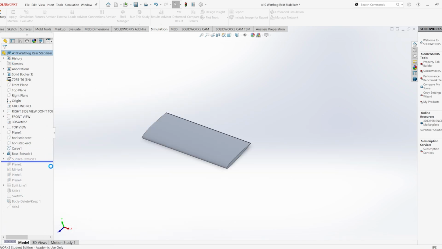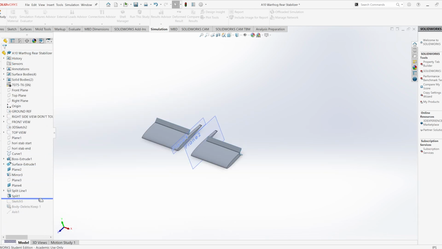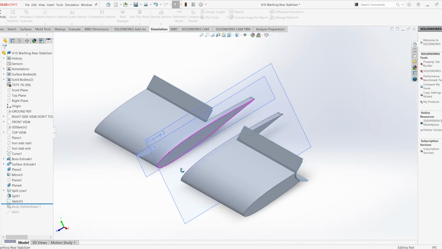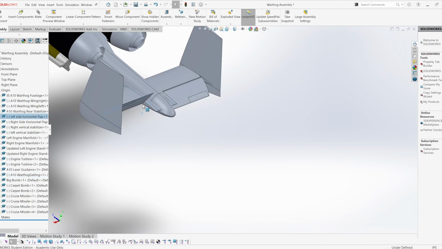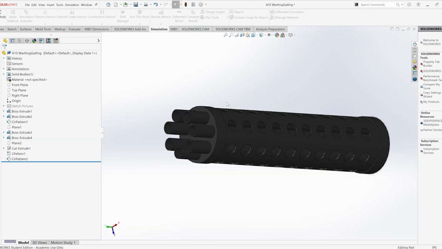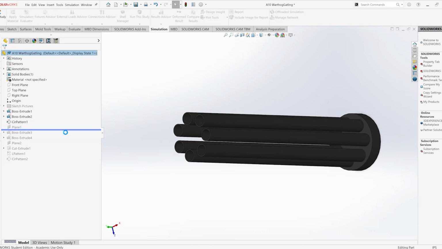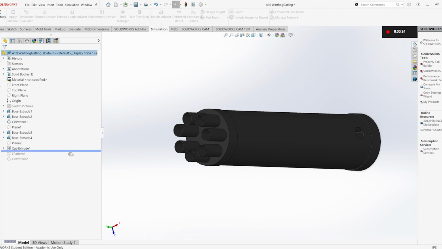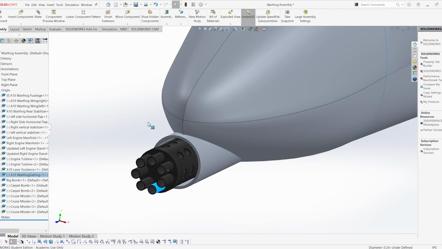The movable elevators were created with use of the surface trim tool, split tool, and offset entities, as I was able to outline a cut and create enough spacing for the elevator flap to move freely with a hinged mate. The Gatling gun and weaponry of the A10 were a lot easier to model because they only required the use of a revolved boss base and circular patterning.